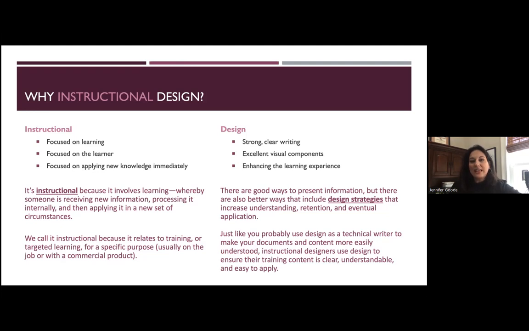So we're going to say, okay, they receive information, they process it in a certain way, and then they apply it to a new set of circumstances. We kind of already do that in instructional design, don't we? Or excuse me, in technical writing. But usually we deliver it instead of in a written document. It's often done in training or targeted learning. And we usually have it for a specific purpose.